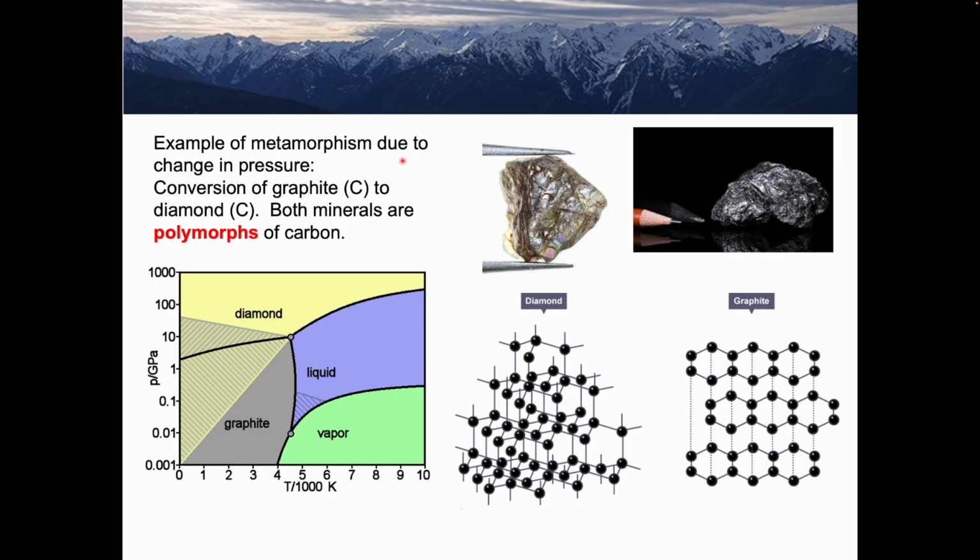Another example of metamorphism due to the change in pressure would be the conversion of graphite, carbon, to diamond, also carbon. Both of these minerals are polymorphs of carbon. We have graphite, which is composed of these sheets of carbon hexagon structures. If you subject graphite to extremely high pressures, you compress it and it turns into diamond, which has a cubic structure of these carbon atoms. They are both carbon, but they contain different crystal structures and are therefore different minerals.